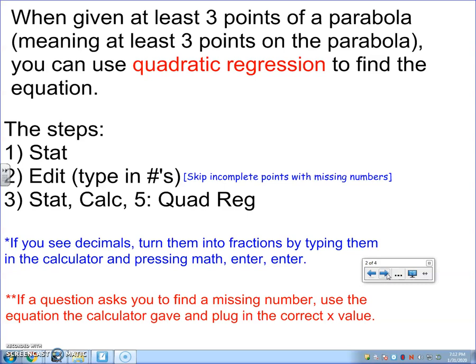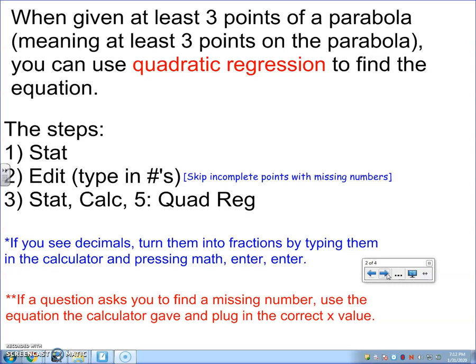You get a calculator, you press stat, you press edit, you type in all the numbers, make sure you use complete points. If it's incomplete, meaning there's a missing x value or y value, you skip that whole thing. And then you go back to stat, calculate 5, which is quad regression. In the past, we did stat, edit, stat calc 4, but now we're doing stat, edit, stat calc 5. Now if you see decimals, make sure you turn them to fractions by typing them in the calculator and pressing math, enter, enter. That converts the decimal to a fraction.